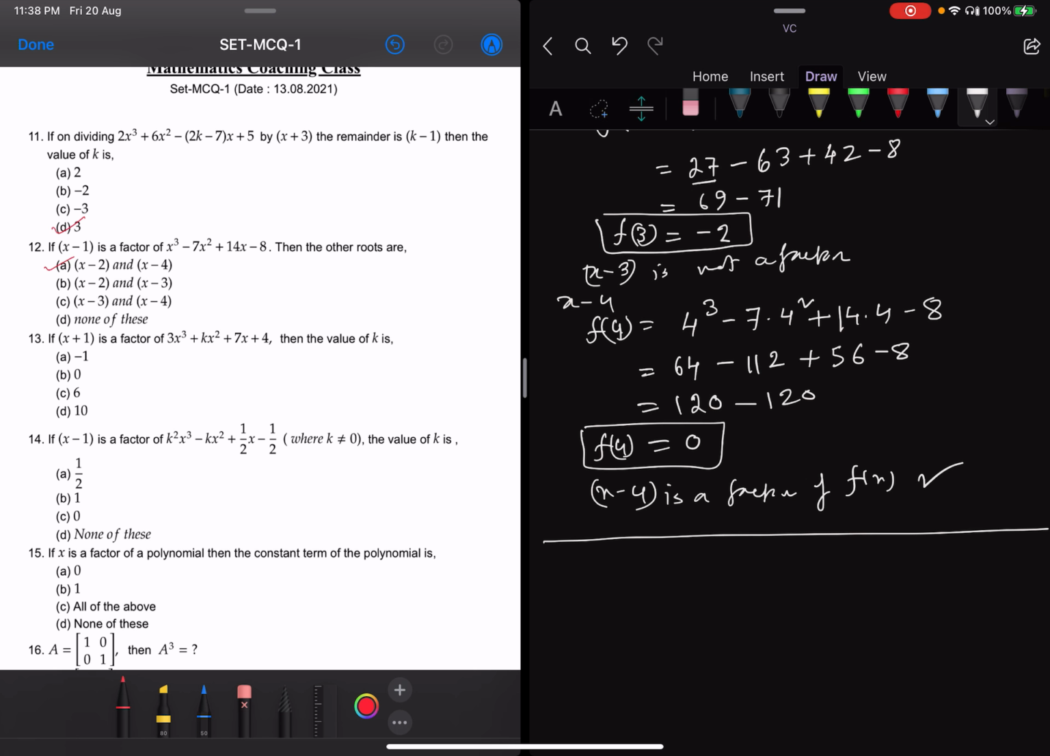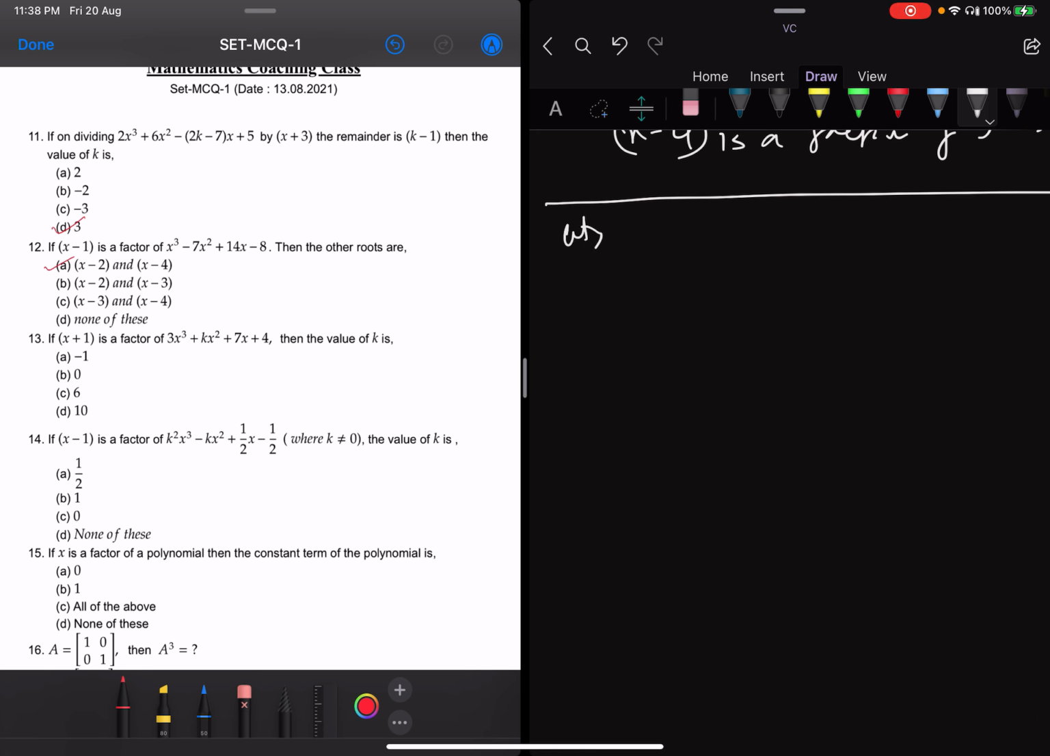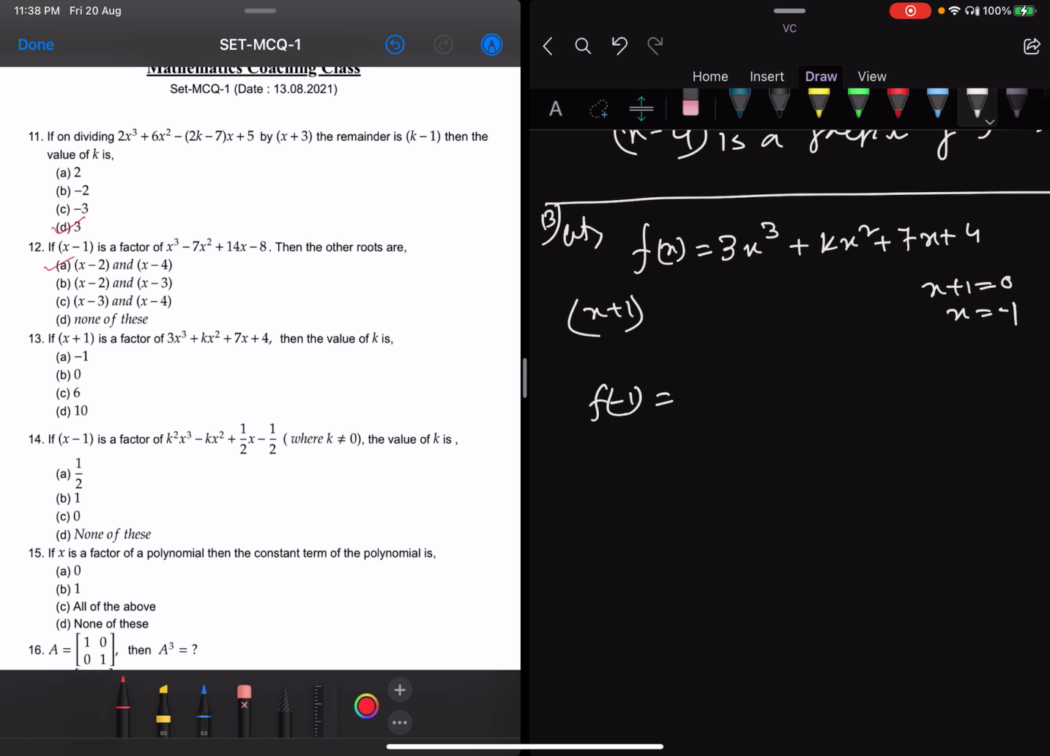The next part is, if x plus 1 is a factor of 3x cubed plus kx square plus 7x plus 4, then we have to find the value of k. Now let f of x equal 3x cubed plus kx square plus 7x plus 4, question number 13. As x plus 1 is a factor, x plus 1 equals 0. That means x equals minus 1. We have to put minus 1 in place of x. That means f of minus 1, we have to find the value of this.